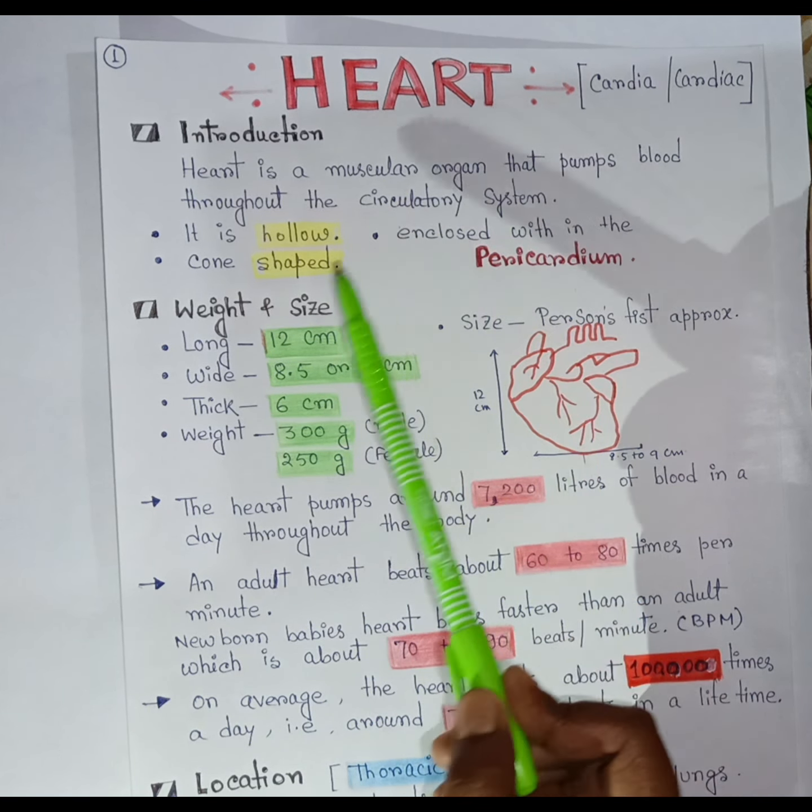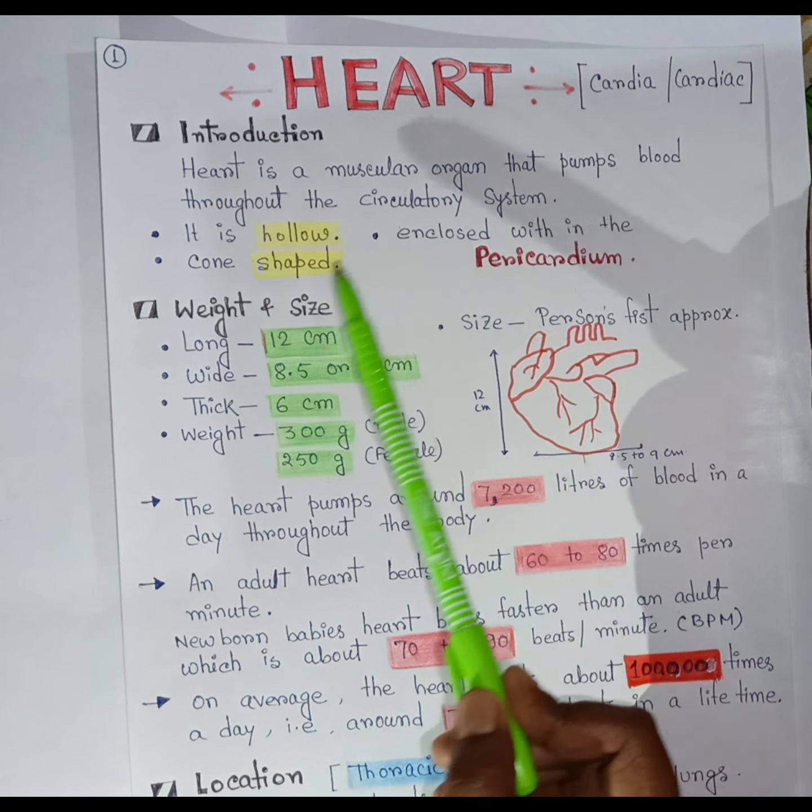right at the opening of the pulmonary trunk. This valve is known as the pulmonary valve. This is a semilunar valve. It looks like a half moon, that's why it's known as a semilunar valve. The function of the pulmonary valve is to prevent backflow of blood into the RV.